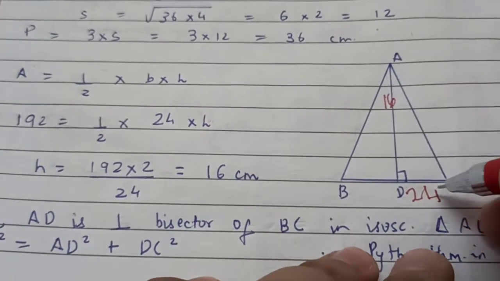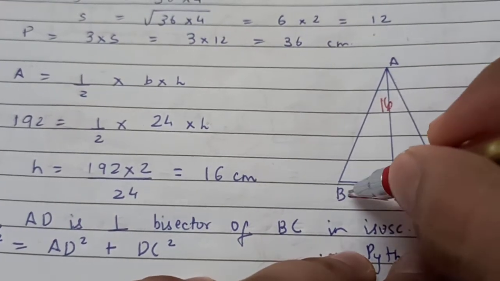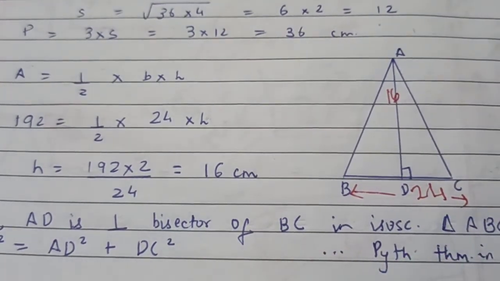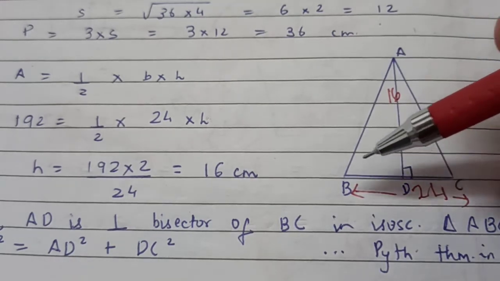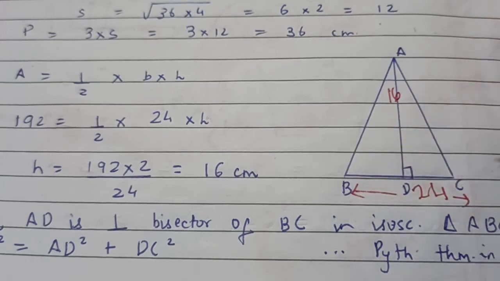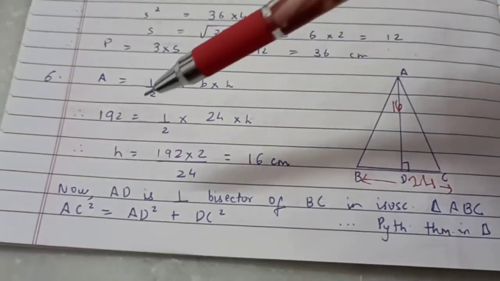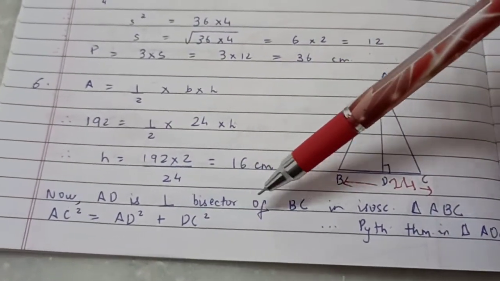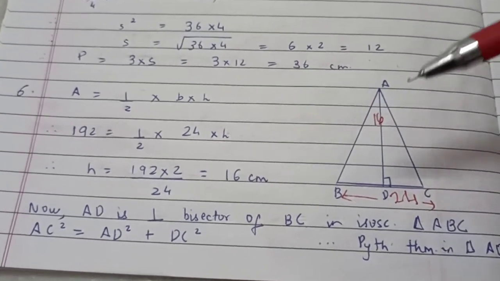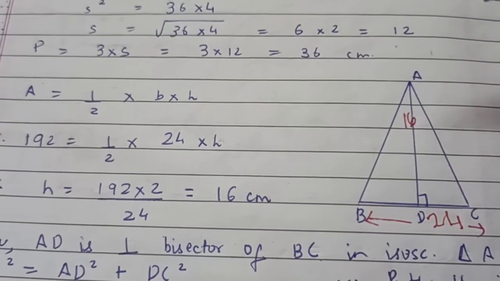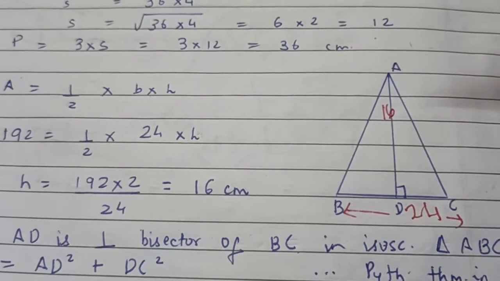By the way, the base was entirely 24, that is BC. In an isosceles triangle and even in an equilateral triangle, the altitude always bisects the base and it is perpendicular in fact. So that is a property we are going to use here, that AD is perpendicular bisector of BC in isosceles triangle ABC. Always mention the properties being used, otherwise you would lose marks.